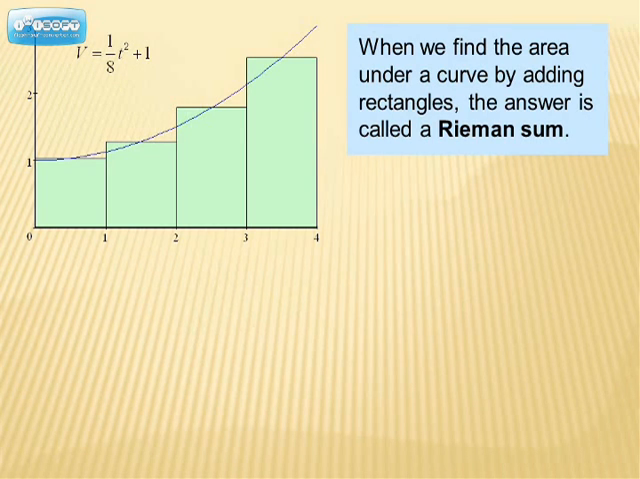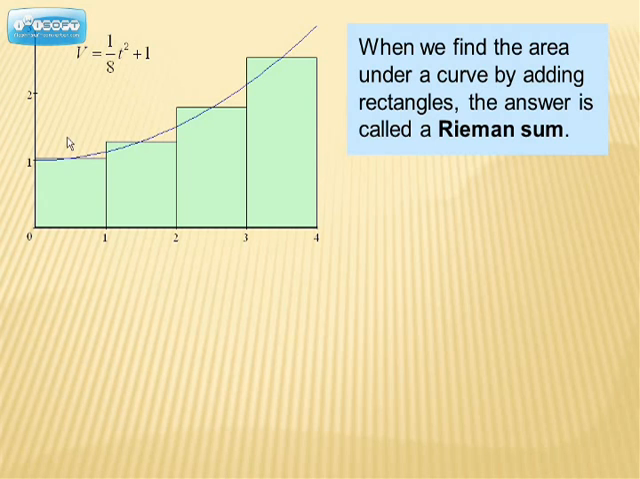All right. Hopefully that man talking to you made some sense, and we're going to talk a little bit more in-depth about what he was talking to you about earlier. It says when we find the area under the curve by adding the rectangles, the answer is called a Riemann sum. That is named after a man named George Riemann, who came up with the idea of separating these functions out into rectangles and then finding the area of each rectangle and adding them together.